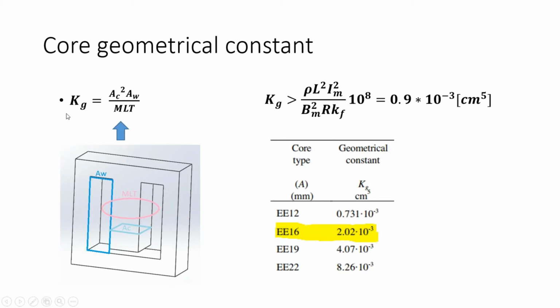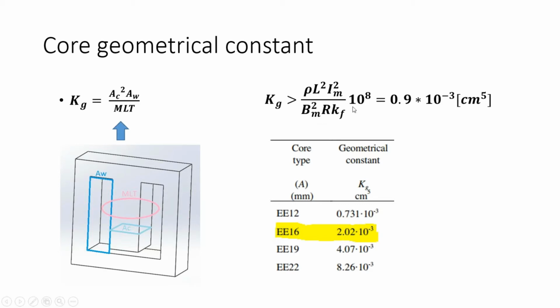So you can use this number to select the minimum size of your core which is going to satisfy the predefined specifications. The way it's done, you bring in all these specifications we talked about: inductance, maximum current, flux density, resistance, and fill factor.